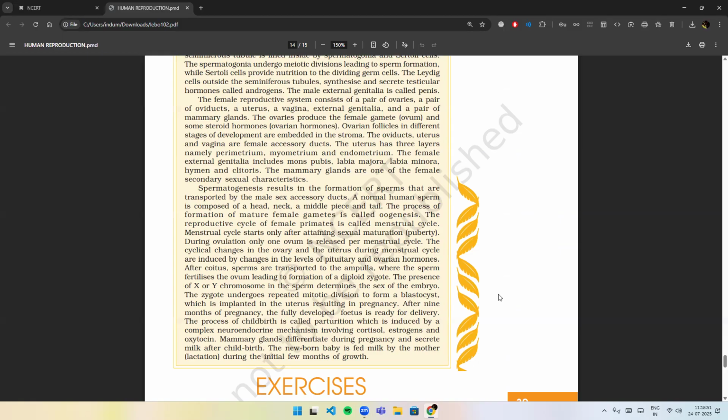The presence of X or Y chromosome in the sperm determines the sex of the embryo. The zygote undergoes repeated mitotic division to form a blastocyst, which is implanted in the uterus, resulting in pregnancy. After 9 months of pregnancy, the fully developed fetus is ready for delivery. This process is called parturition, which is induced by a complex neuroendocrine mechanism involving cortisol, estrogens, and oxytocin. Mammary glands differentiate during pregnancy and secrete milk after childbirth. The newborn baby is fed milk by the mother during the initial few months of growth. So this was the chapter Human Reproduction.